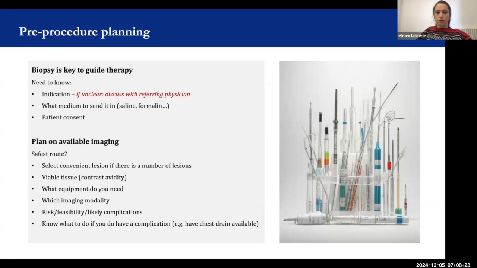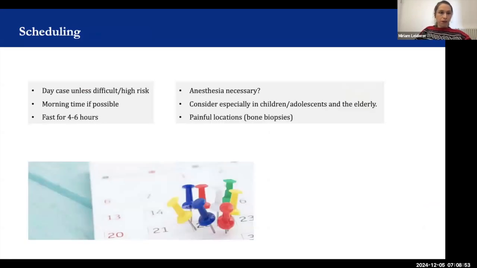So sometimes you may end up with a biopsy request that actually does make sense, but you'll have to say that it's not feasible to do that biopsy because it's too risky. When you know what complication you may have, also make sure you have the material available to treat it. For example, have a chest drain available whenever you do a chest biopsy, or even a liver biopsy, where we're going to be close to the pleura.